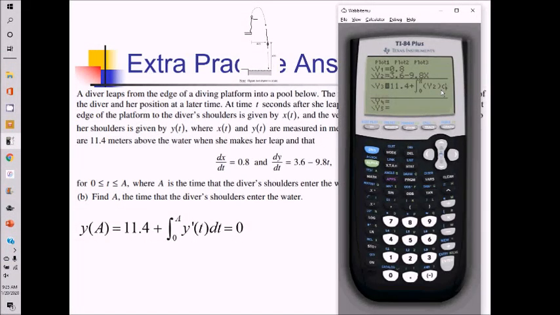And again, I'm not really sure when this is going to happen. That's kind of what we're solving for here. So let me just do zoom 4 again and hope for the best. Actually, here's what I can do. Let me just stop this. Let me make my window, obviously we don't need negative time, so let's go from 0 to 4.7 and zoom fit this thing.